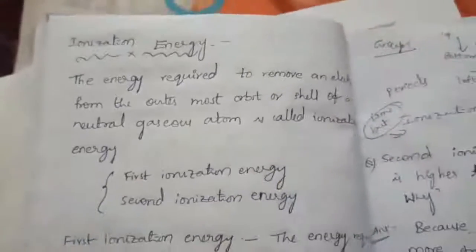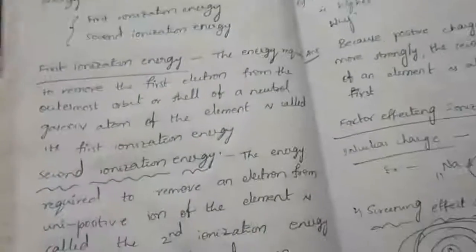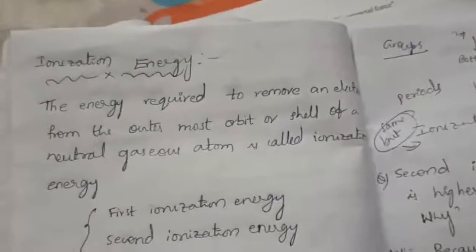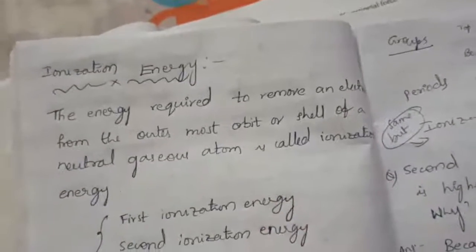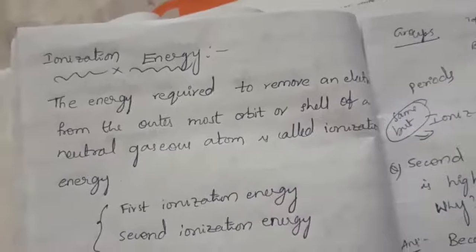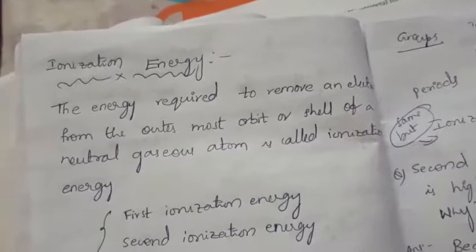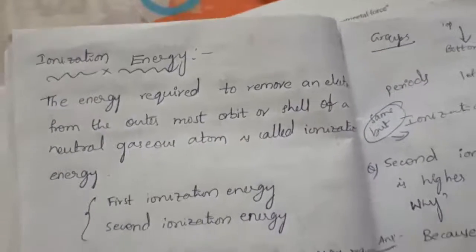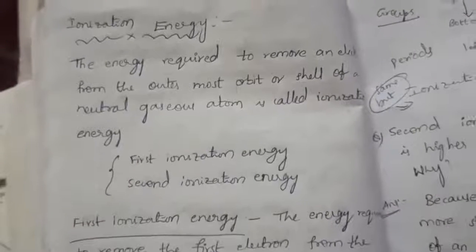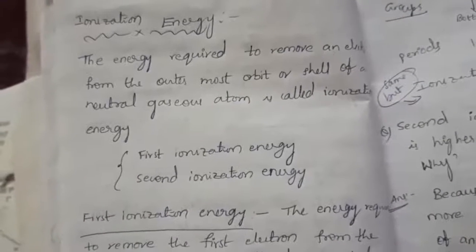Very good morning, children. In the last classes we have discussed ionization energy. On the basis of that, what is ionization energy? The energy required to remove an electron from the outermost orbit or shell of a neutral gaseous atom is called ionization energy. And these are also of two types, children. What are those two types?